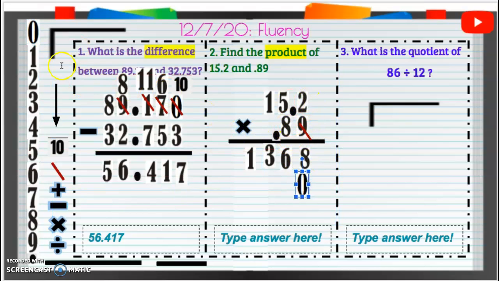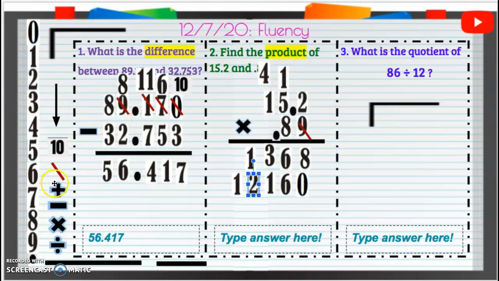Now we have 8 times 2, 16. I'm going to carry that 1, drop that 6. 8 times 5 is 40. Plus 1 is 41. Carry that 4, drop that 1. 8 times 1 is 8. Plus 4, 9, 10, 11, and 12. Now what do we do with these numbers?